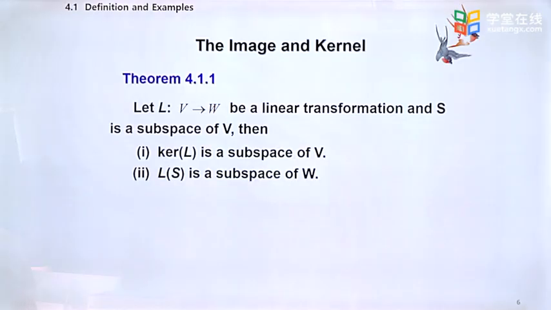We have this theorem. Let L: V → W be a linear transformation, and S is a subspace of V. Then, first, the kernel of L is a subspace of the original vector space V. And we also know L(S) is a subspace of W. Okay.